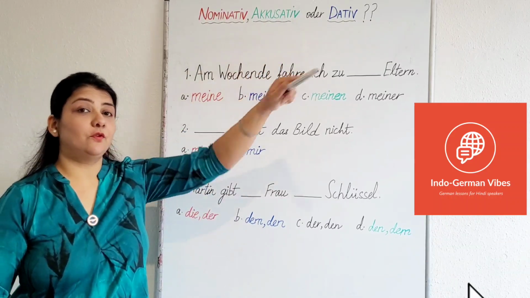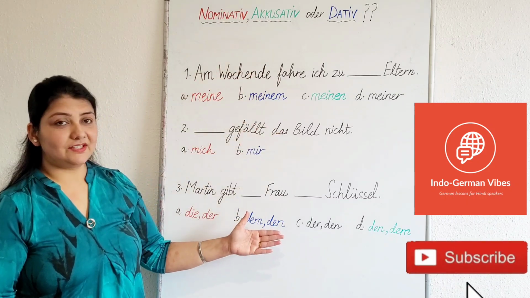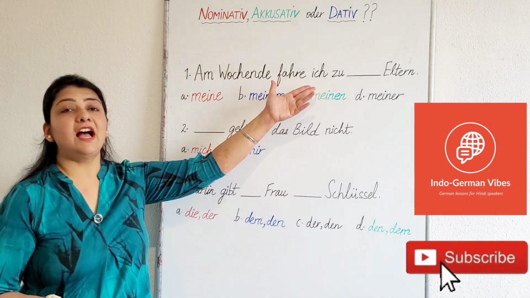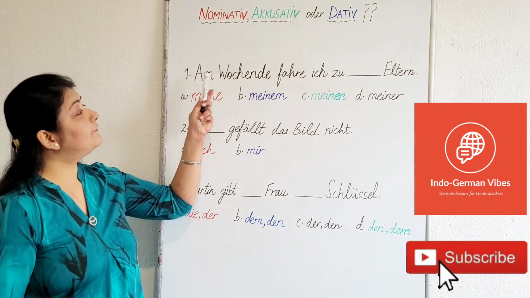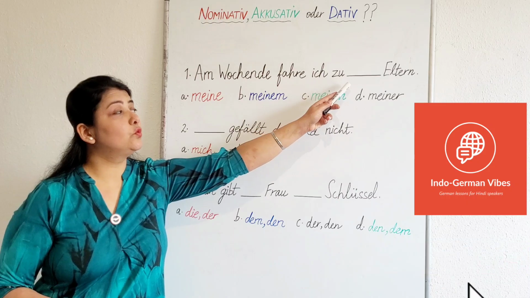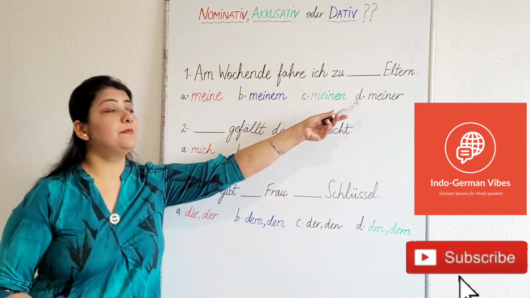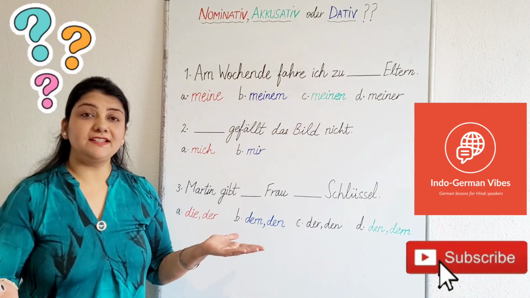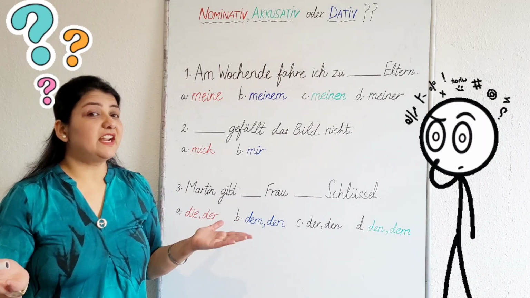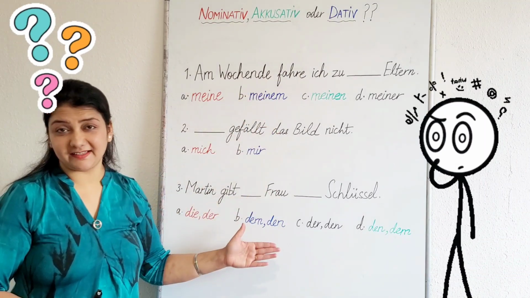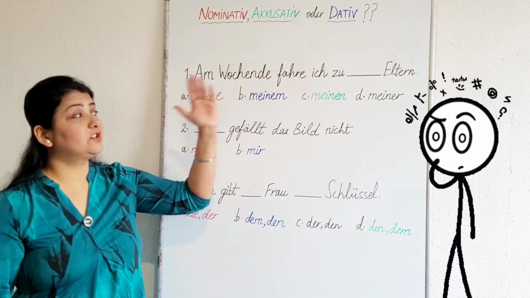Nominativ, Akkusativ, oder Dativ. Have you ever tried doing such exercises where you have to fill in the blanks after deciding the case of the noun? For example, am Wochenende fahre ich zu Eltern, meiner. So what is the right option? Earlier, I used to be totally confused when I had to do such exercises. And I had no idea how I decide what is the right option.